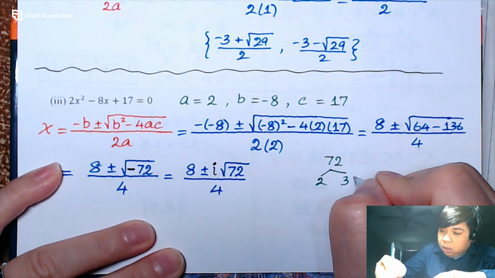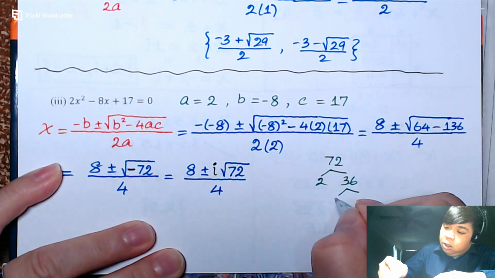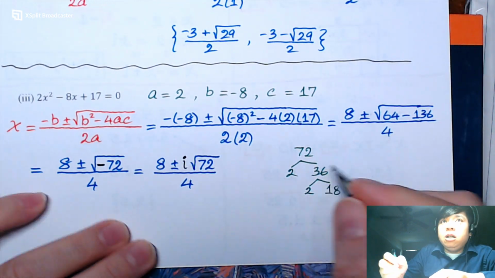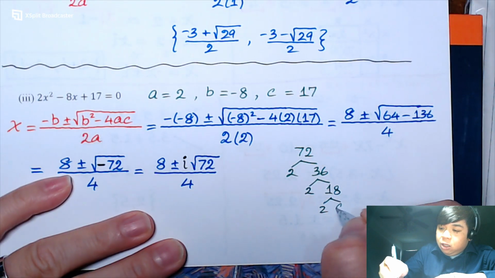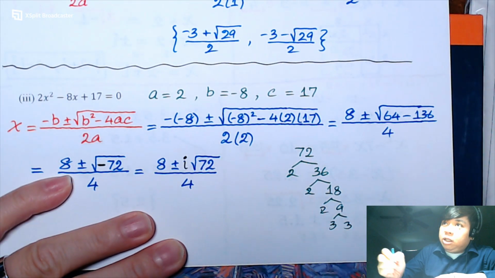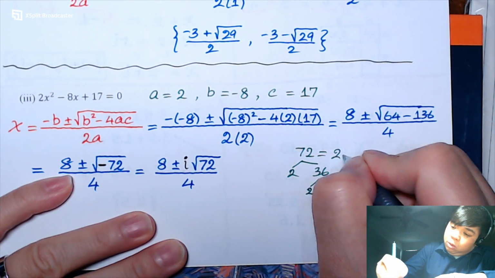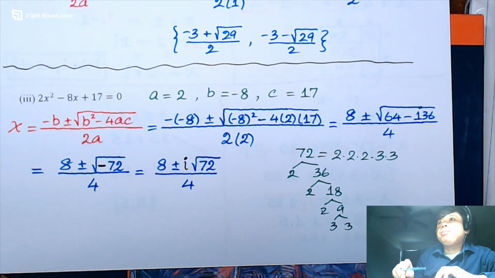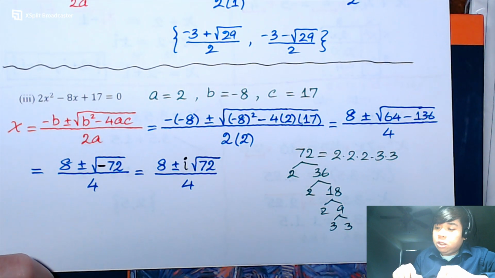2 and 36, 2 and 18, 2 and 9, 3 and 3. So 2, 2, 2, 3, 3. So 72 is 2 times 2 times 2 times 3 times 3.